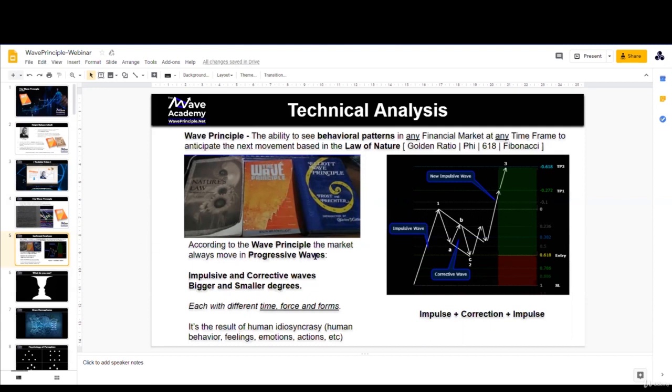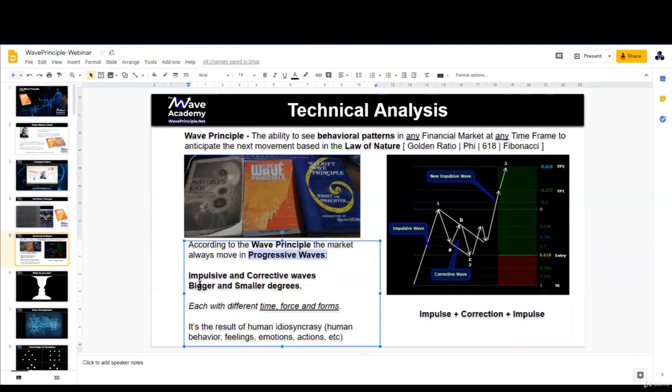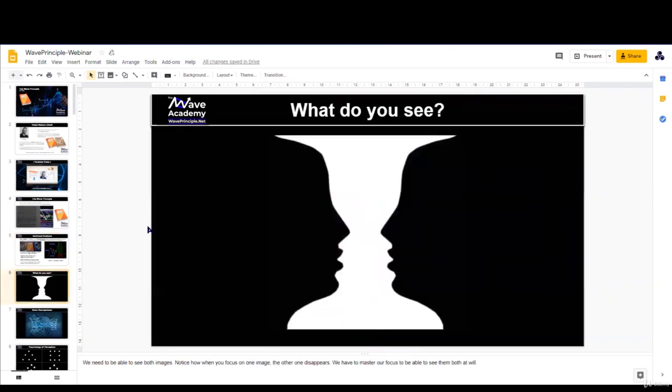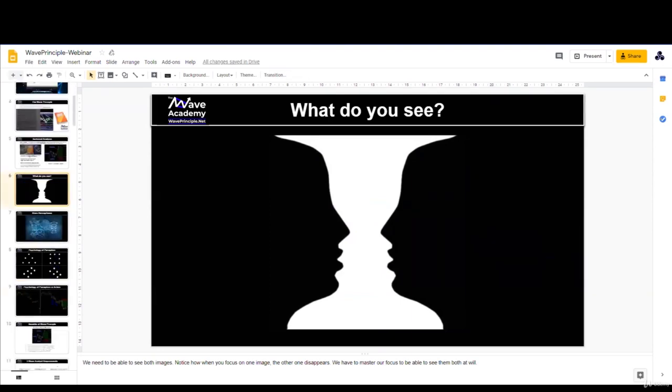But basically what we do is find progressive waves. They always have impulsive and corrective waves of bigger and smaller degrees. This means that they have different time and different forms. So let's be able to see both. We have to use our hemispheres to see plan A and plan B. We have to be able to see both, just in case things go wrong.